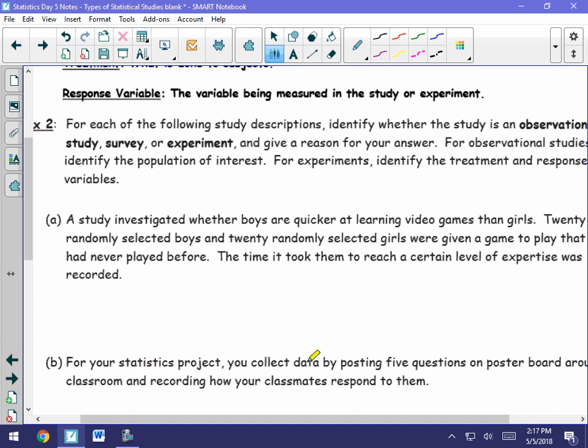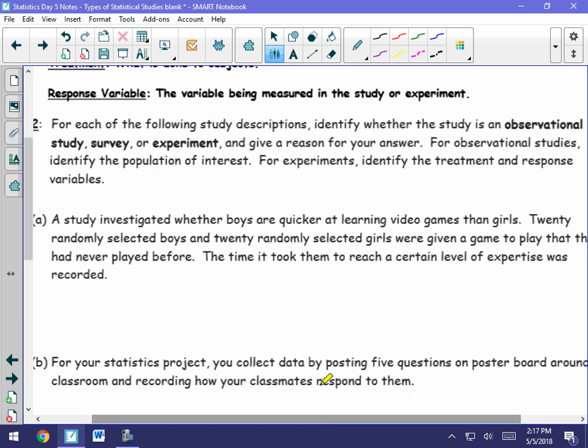So letter A says, a study investigated whether boys are quicker at learning video games than girls. 20 randomly selected boys and 20 randomly selected girls were given a game to play that they had never played before. The time it took them to reach a certain level of expertise was recorded. So the question is, is this an observational study or is it an experiment?